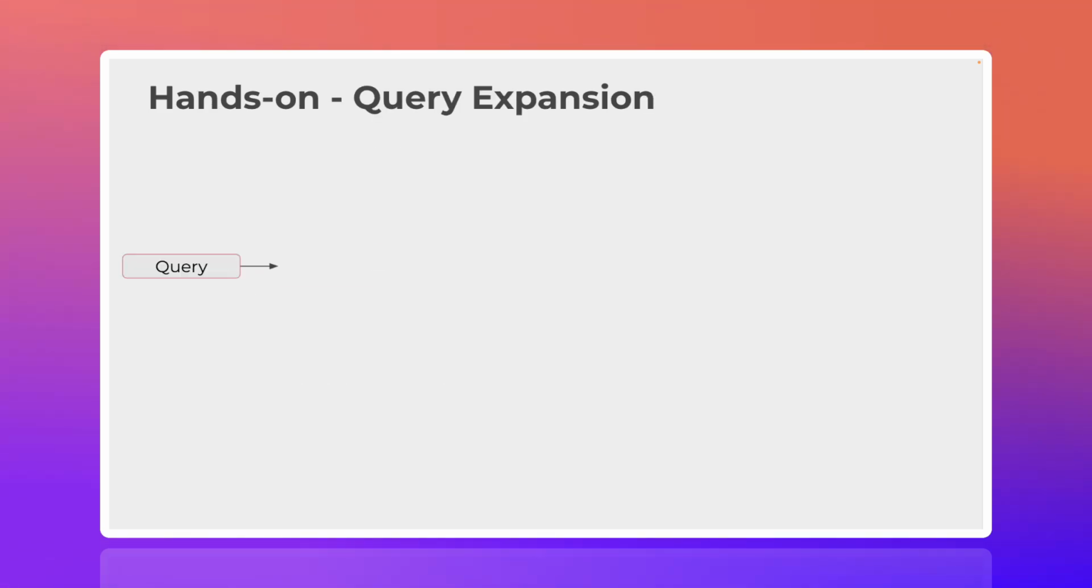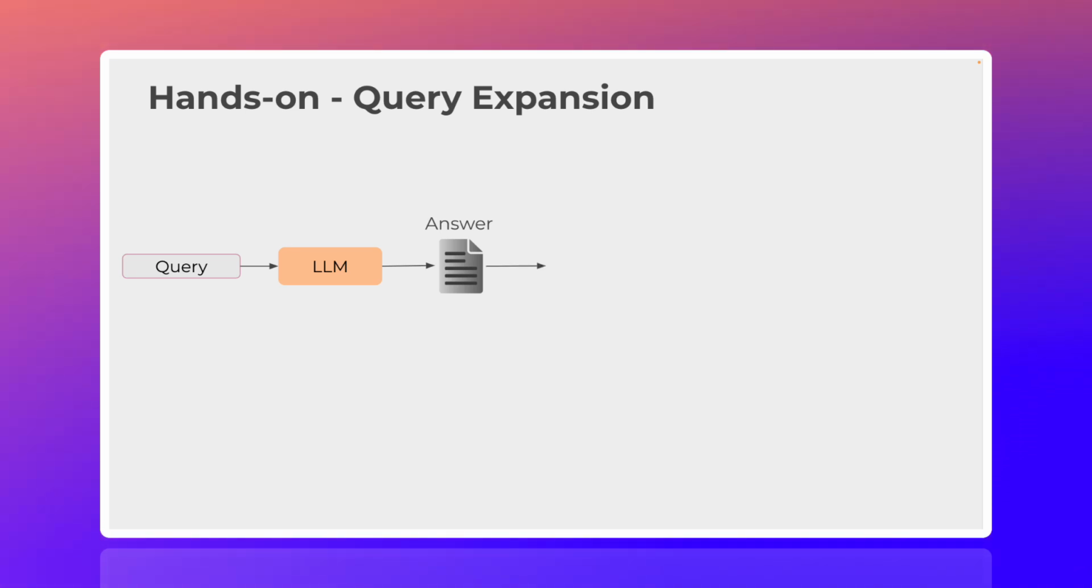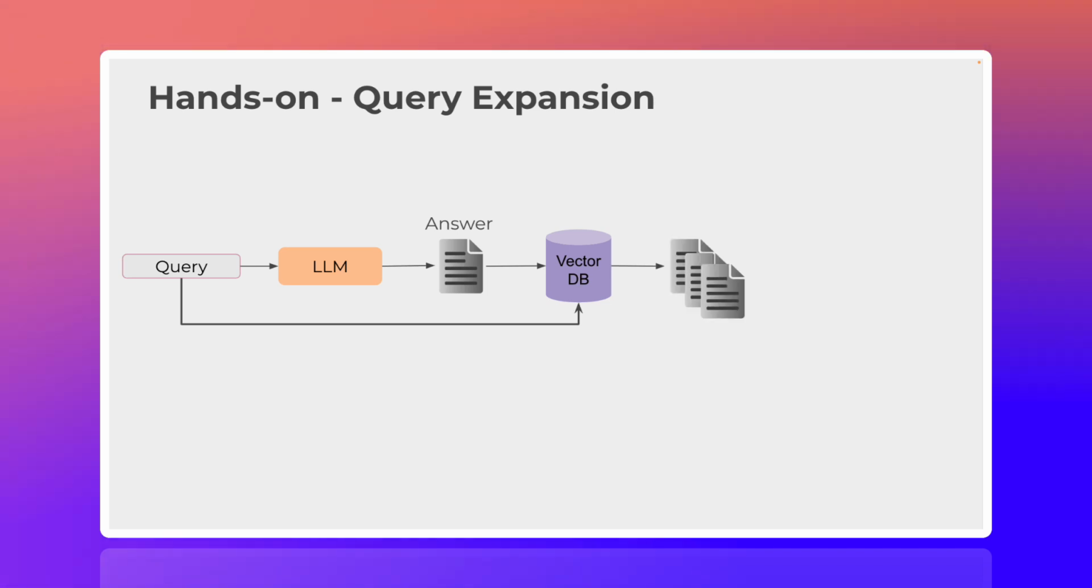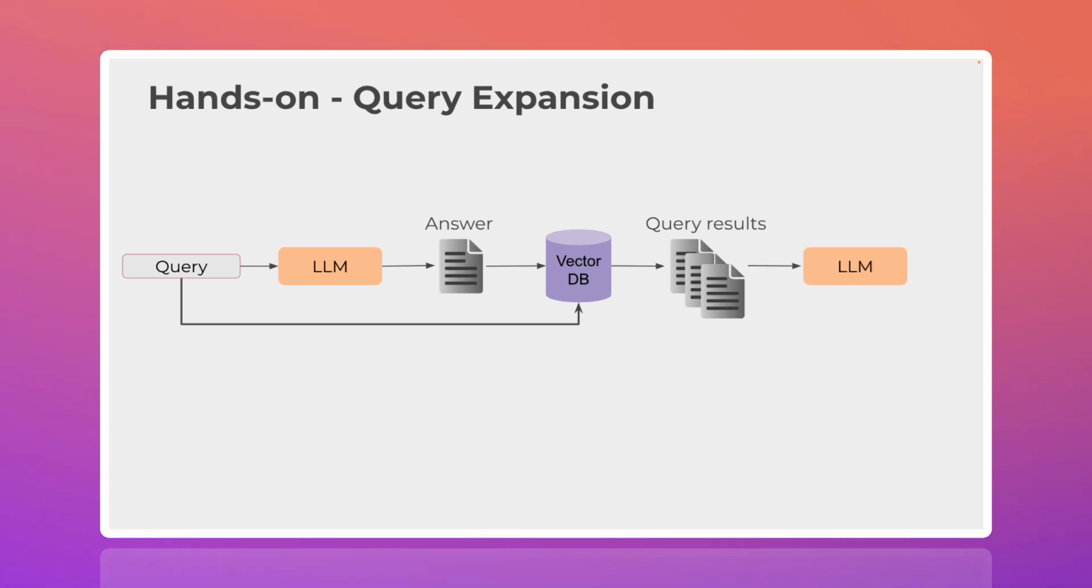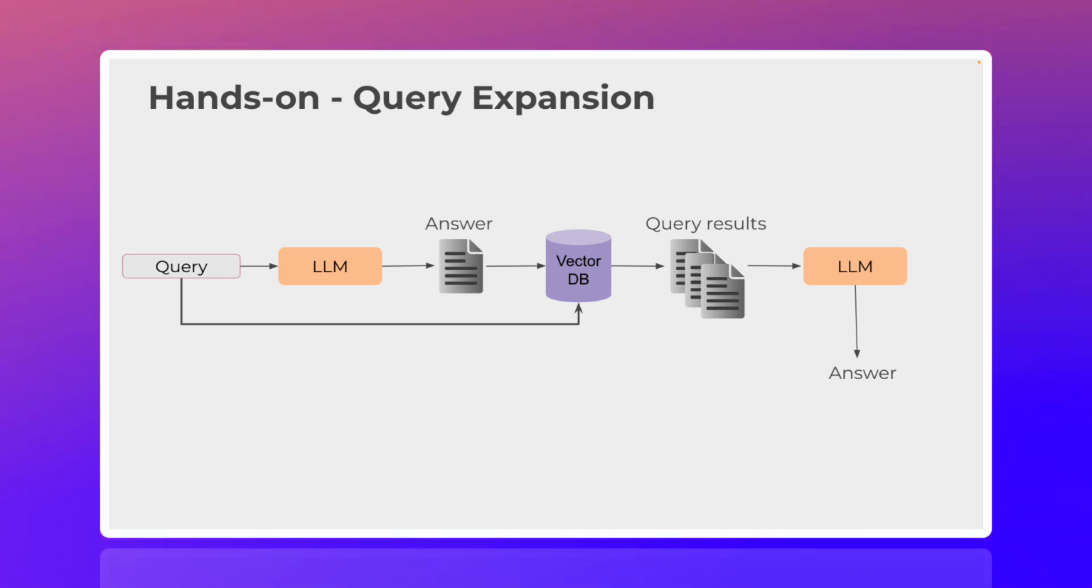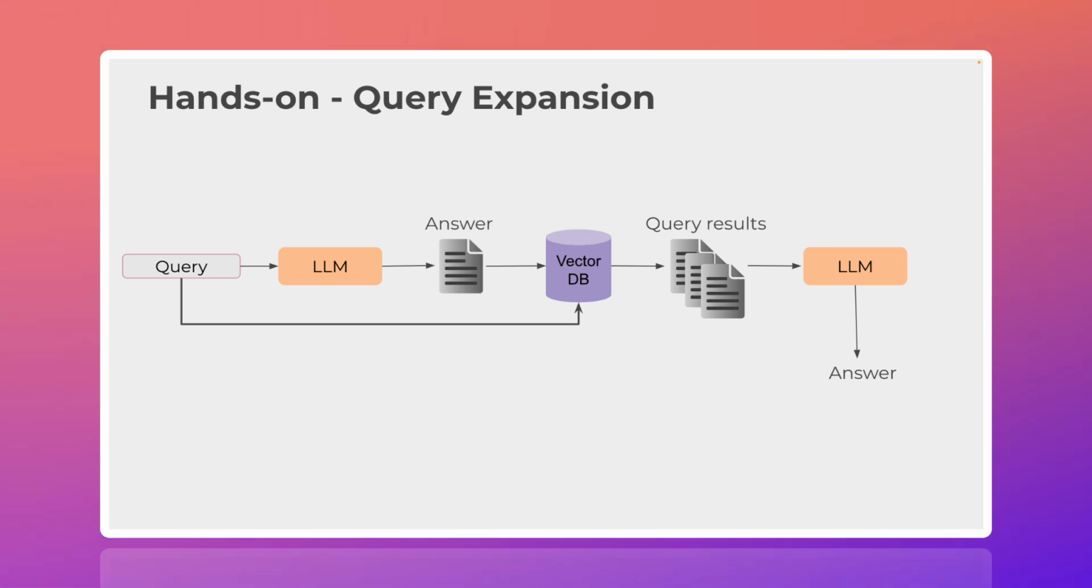Okay, so let's go ahead and do a hands-on. So essentially, again, this is the diagram. We have the query, pass that through a large language model, and we get an answer. So a hallucinated answer, and that's okay. But that's going to be concatenated with the previous query, and we get some results from our vector database, which then we pass all of that into a large language model, and we get an answer. So in the next video, we're going to see how all that works in code.